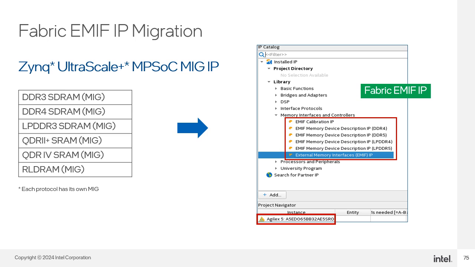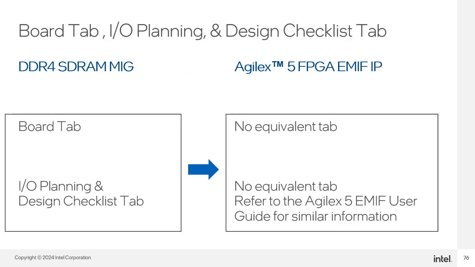You can locate this IP in the IP catalog under the Memory Interfaces and Controllers section, as shown in the right figure. In the next few slides, we will look at the mapping of various tabs in the IP. We will be using the DDR4 MIG IP as an example here. In the DDR4 MIG IP, there is a board tab that allows the user to key in the board information. The Agilex 5 FPGA EMIF IP does not require this information. Hence, you won't find a similar tab in Agilex 5 EMIF IP.